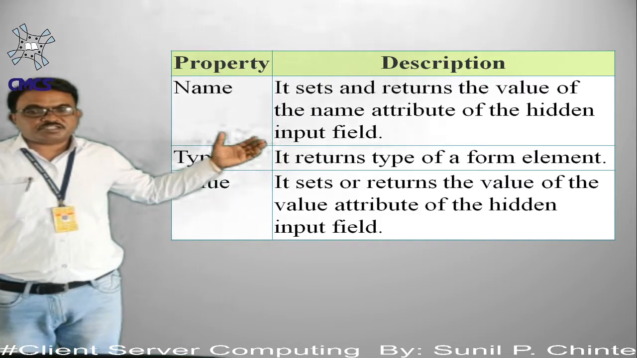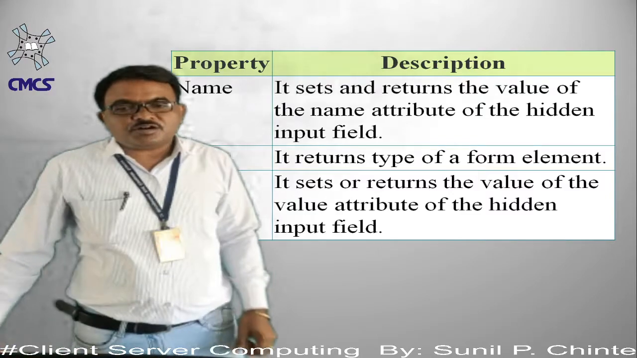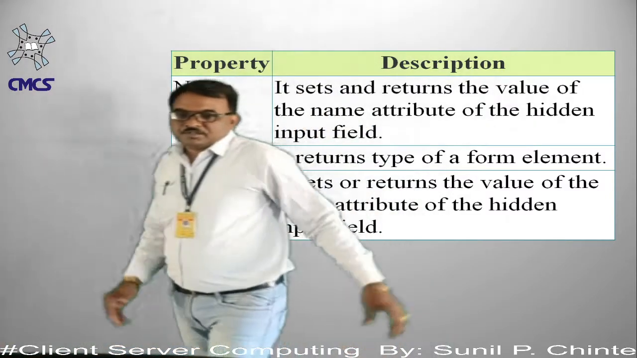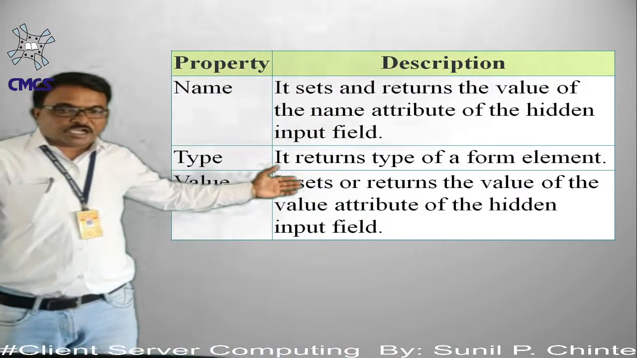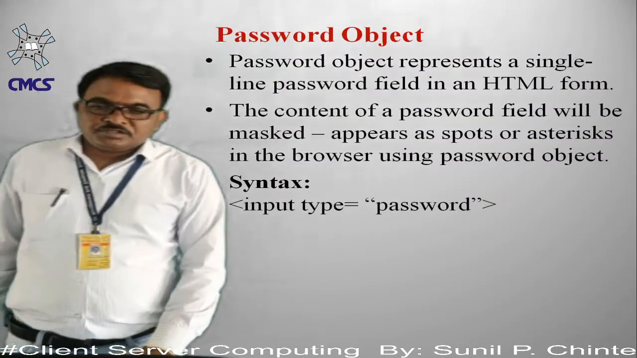Okay, it returns the type of the forms element. And the value property sets or returns the value of the attributes of the hidden input fields. Okay, now next.